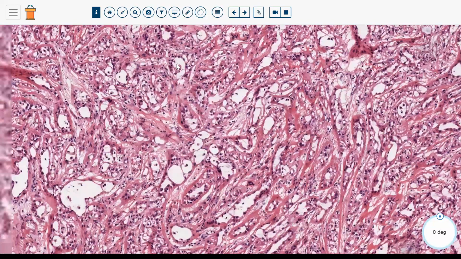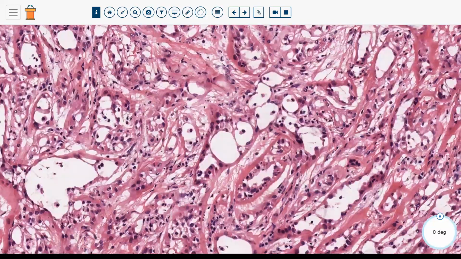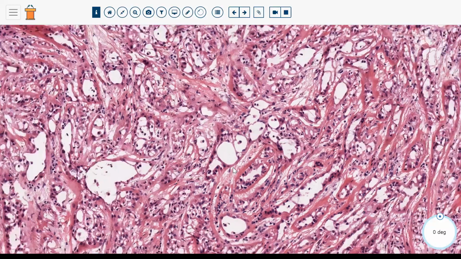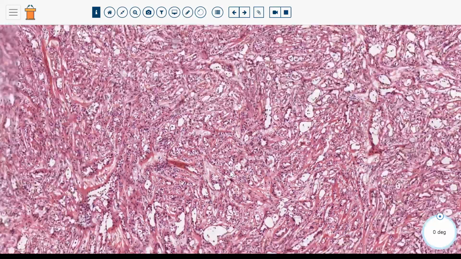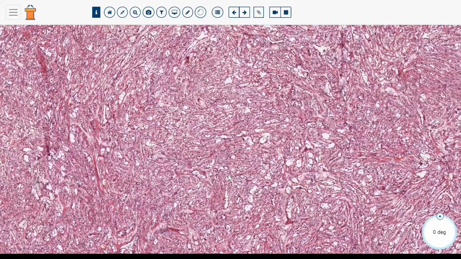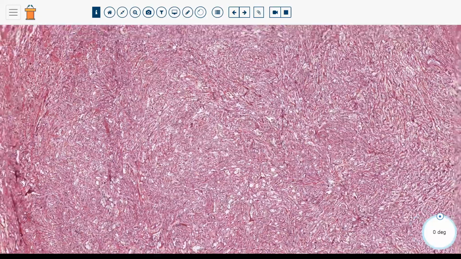Move around a little bit more. Here is a really good field right in the center where you have a glandular structure and then this bridge of cytoplasm that's reaching across. And so probably you've correctly jumped to the conclusion that this is a paratesticular adenomatoid tumor.